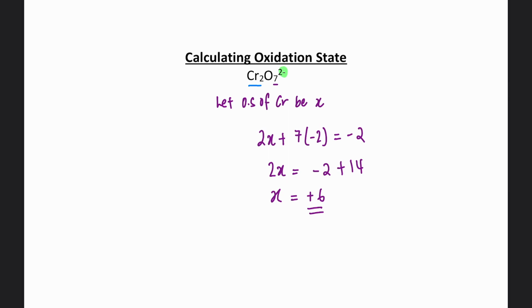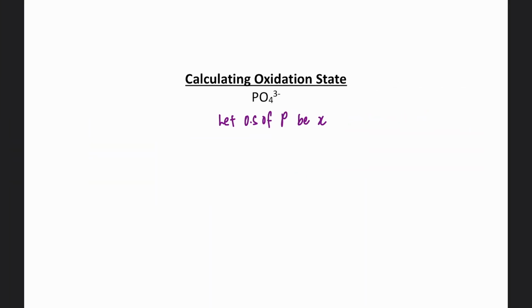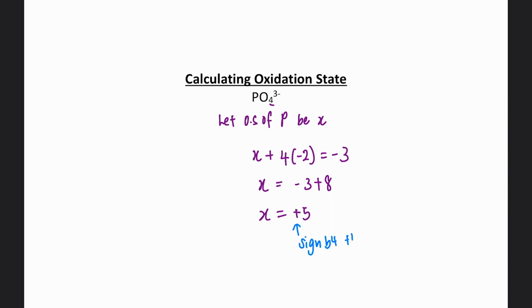The next example we'll be looking at will be the oxidation state of P. Same thing, we'll let the oxidation state of P be x. So it will be x plus 4 oxygen atoms, so 4 times -2, which is equal to -3. Solving for x, we'll have x is equal to +5. Also, remember to write the sign before the number.